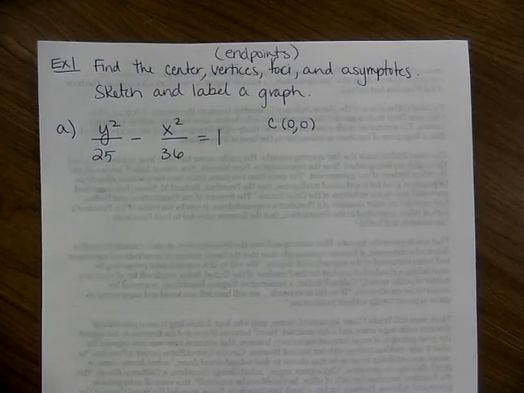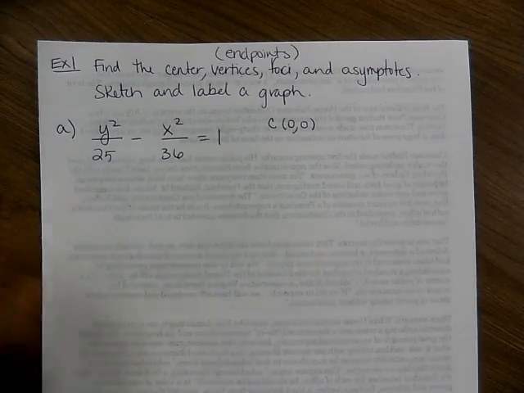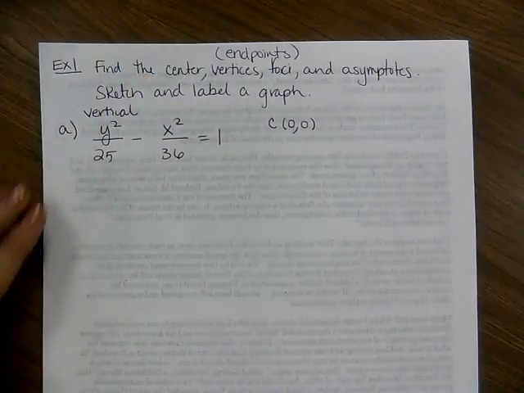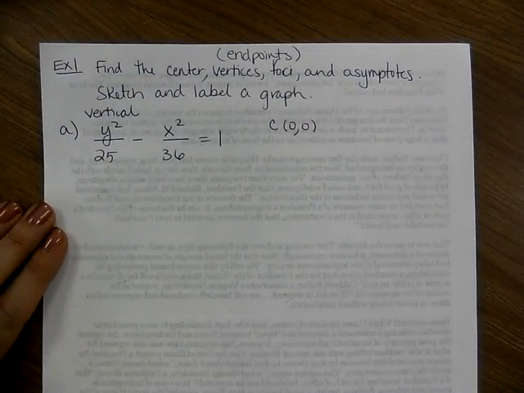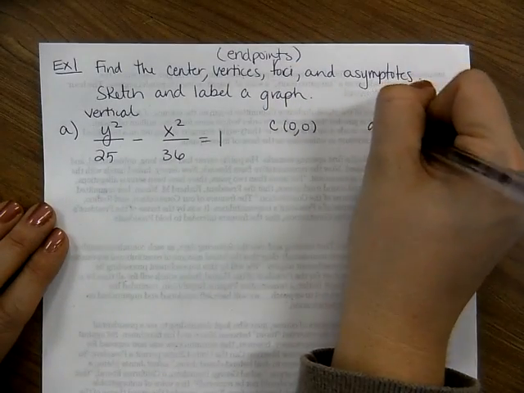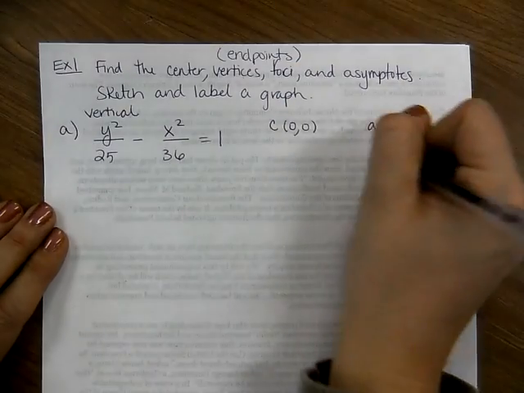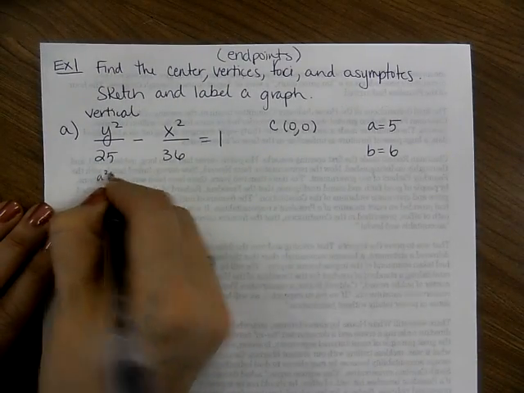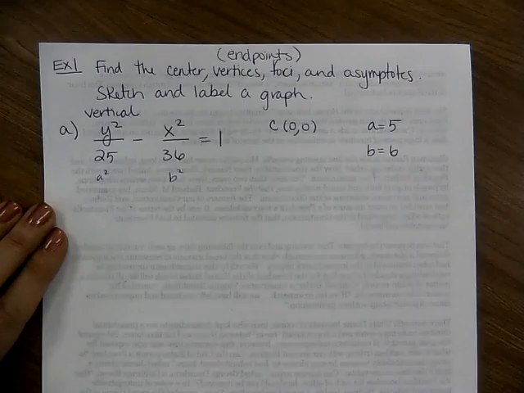What's the direction? What orientation is this? Horizontal or vertical? Vertical. How do you know it's vertical? Excellent. So this right here tells us this is vertical. What else do you know? What's A? 5. What's B? 6. So this has to be a squared. This has to be b squared.